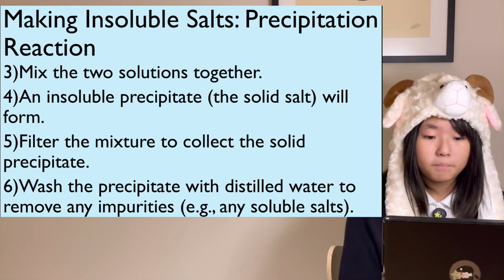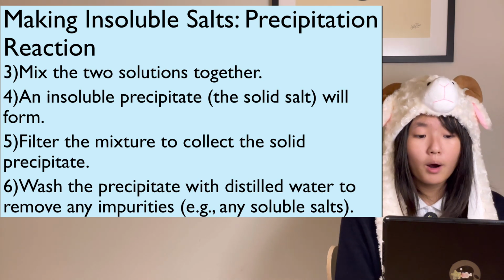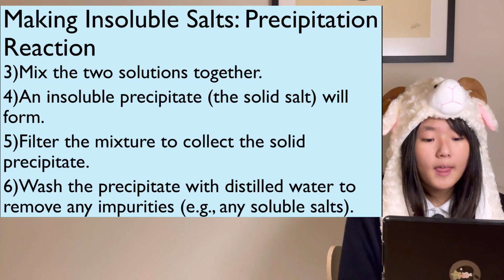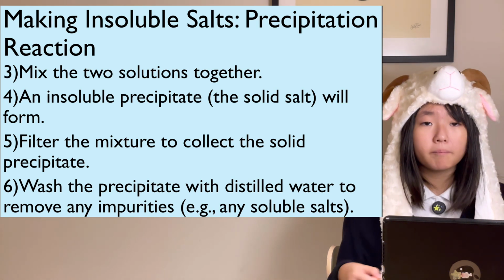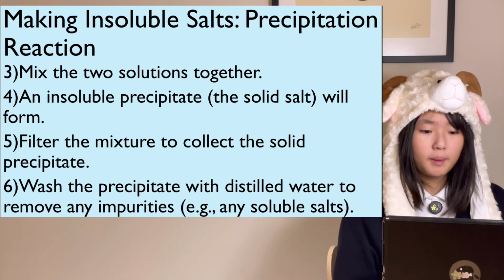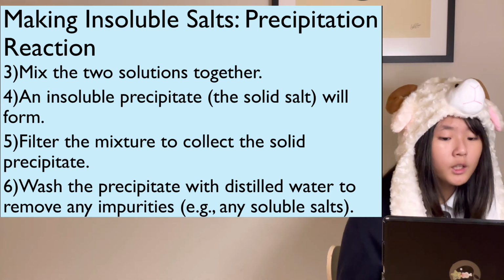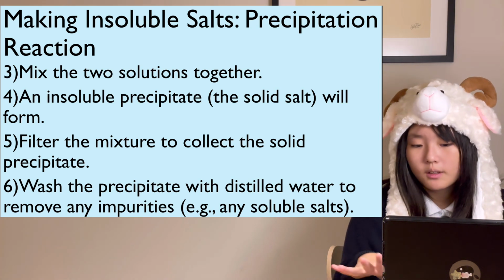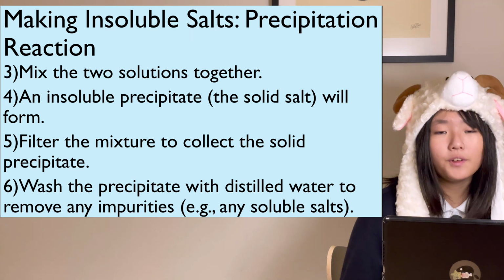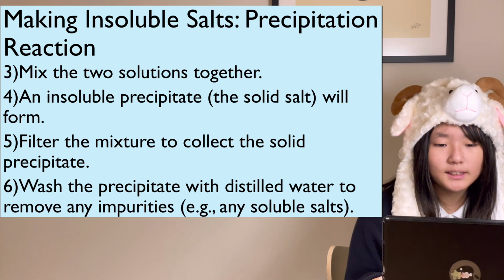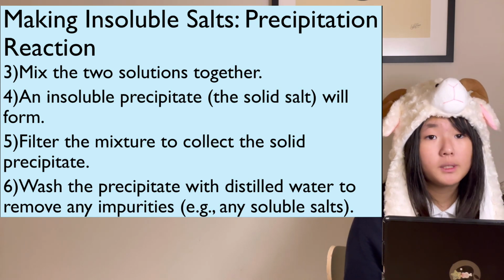And then an insoluble precipitate, the solid salt, will form at the bottom or float to the top. Then filter the mixture to collect the solid precipitate. You should filter this using a funnel lined with filter paper. Then wash the precipitate with distilled water to remove any impurities, for example, any soluble salts that is left on it. Then filter the mixture of the distilled water and the precipitate to collect the solid precipitate once again.